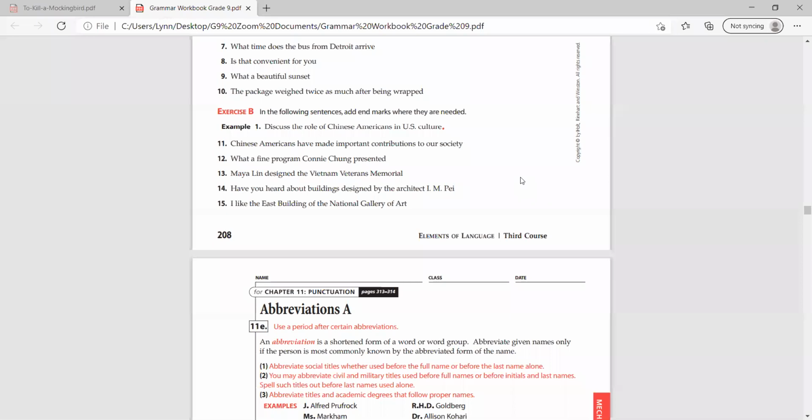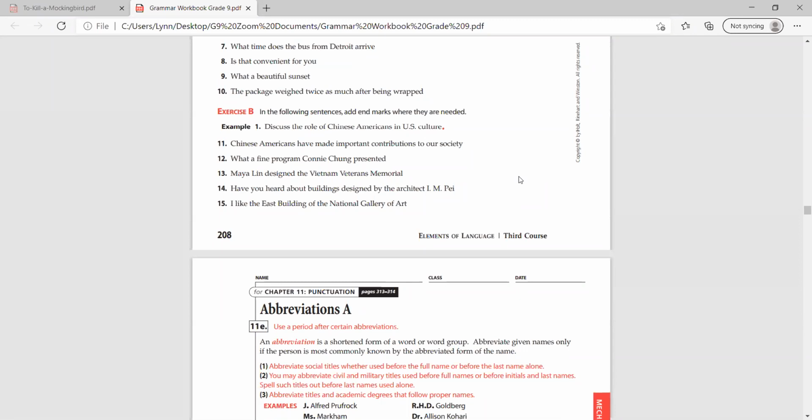Yes, please. At page 208, yes? Yes. Okay. I missed from 5 to 15, yes? 11 to 15, yes. Okay. It must be the declarative period. Read the sentence, please, Krish.